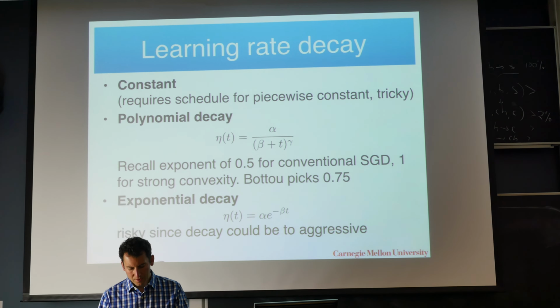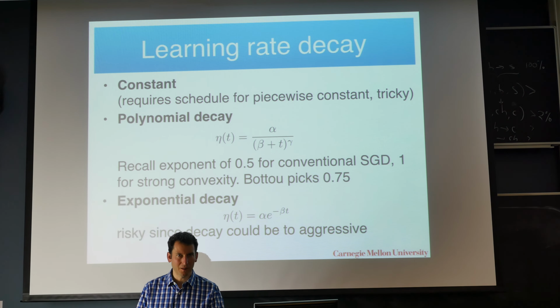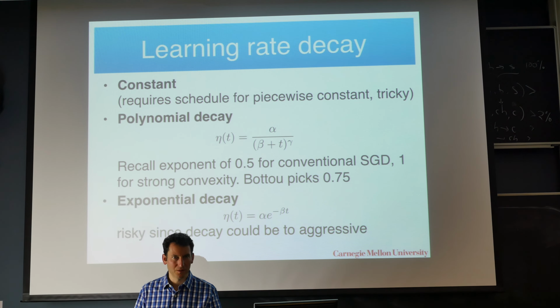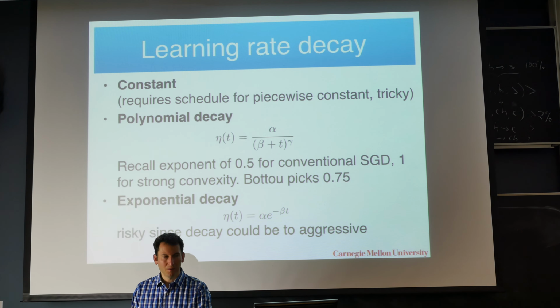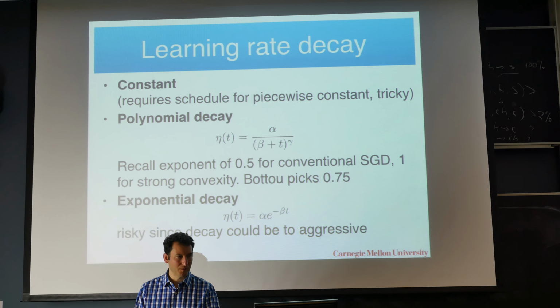Okay. So then learning rate decay. You could make it constant, but that's really awkward, so just don't. Polynomial decay is probably what you want to use. If you just look at our previous results from convex optimization, if I don't have strong convexity, 1 over square root of the number of steps was a good number. This is not a bad place to start.